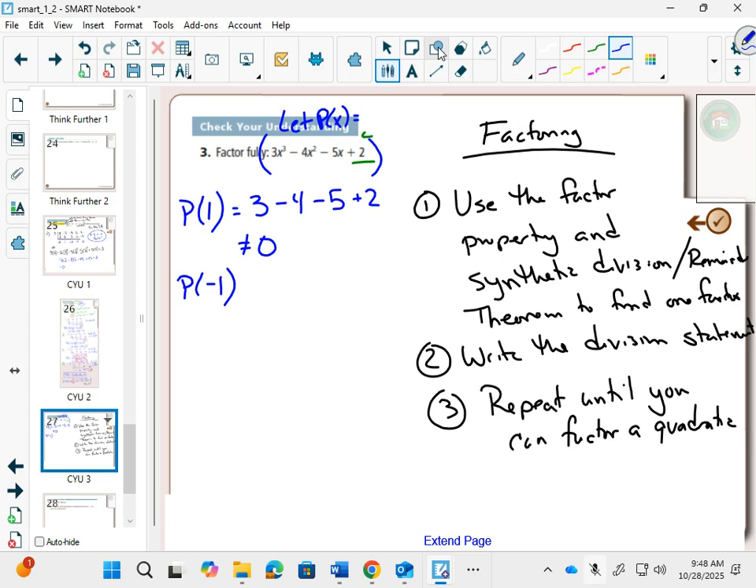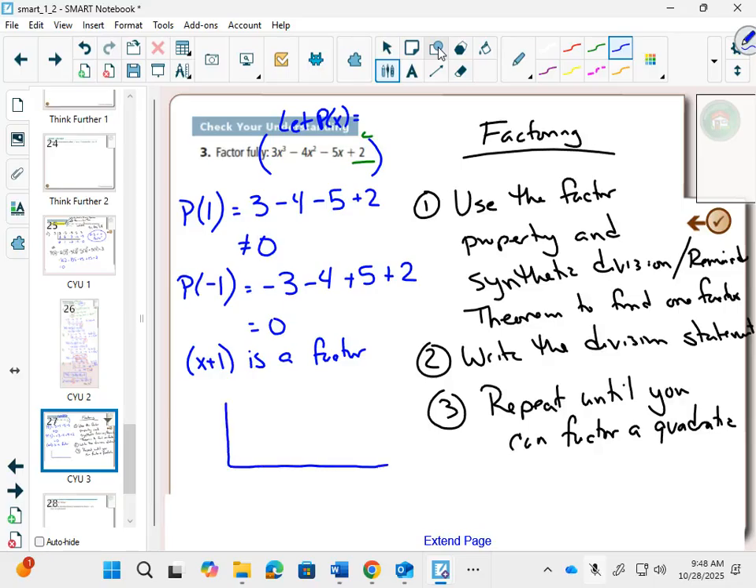So I tried plus 1. Now I'm going to try minus 1. This will be negative 3 minus 4 plus 5 plus 2 when I plug in minus 1, which is 0. Which tells me that x plus 1 is a factor. I need to write the division statement. So even though I used the remainder theorem, I also have to do synthetic division. Some people just do synthetic division right away for each of these, even if it doesn't work.